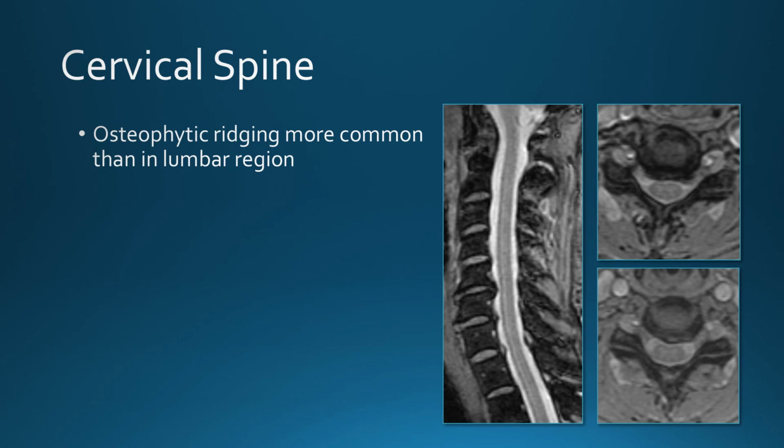Let's move on to the cervical spine. There are a couple of differences. First, bony ridging is much more common in the cervical spine than in the lumbar spine. So often in the cervical spine, in addition to the disc herniations, you often see bony ridges covering the disc. So often we'll use the term disc osteophyte complex to imply the combination of disc material with overlying bony ridge formation.